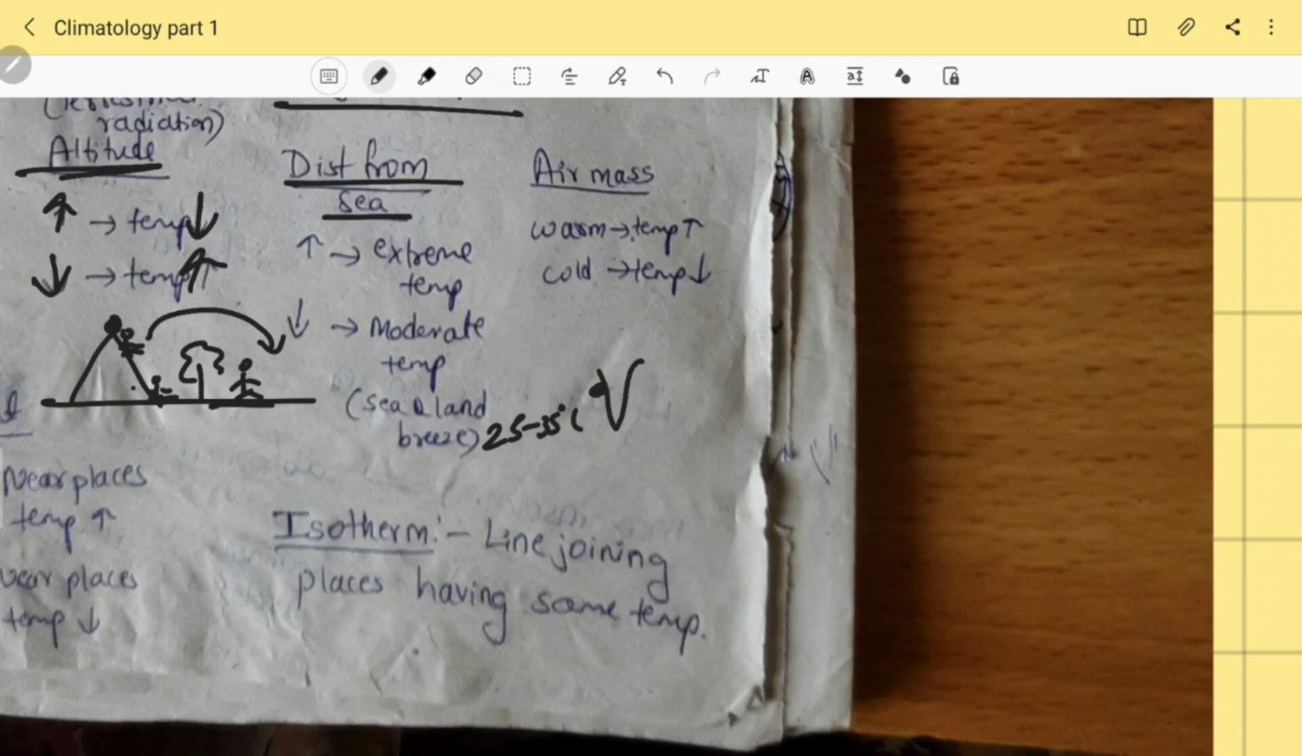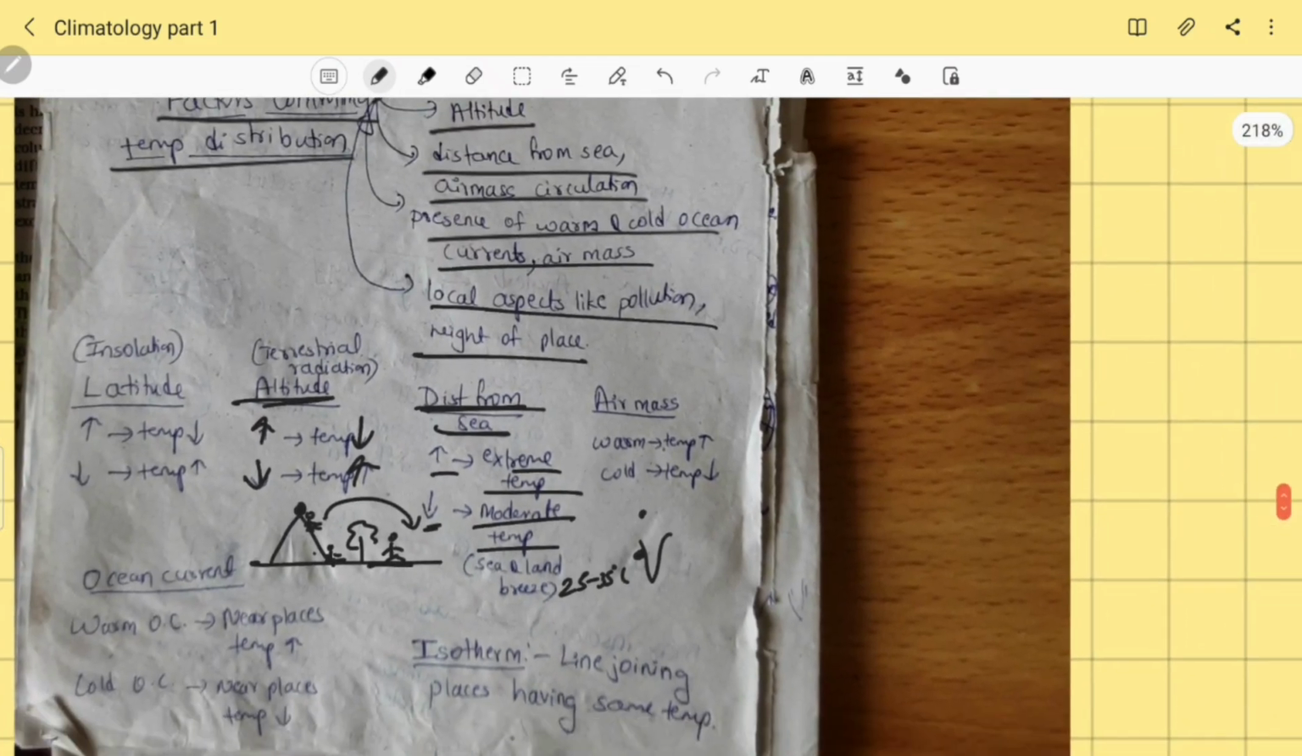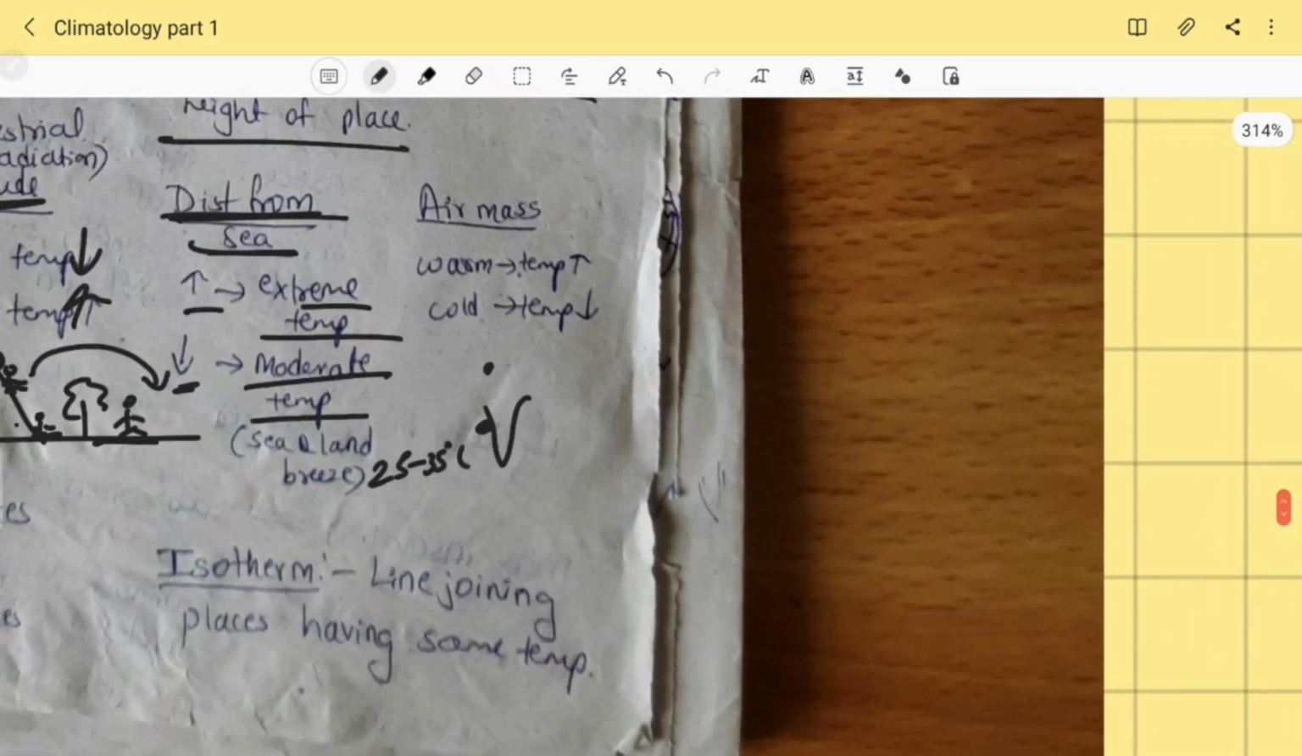So whenever you're near sea, distance from the sea decreases. That means you're near sea, then you experience a moderate temperature, and if you're away from the sea, say you are in Delhi, then you experience an extreme temperature. That's how distance from sea affects temperature distribution. Next, let's see about the air mass.